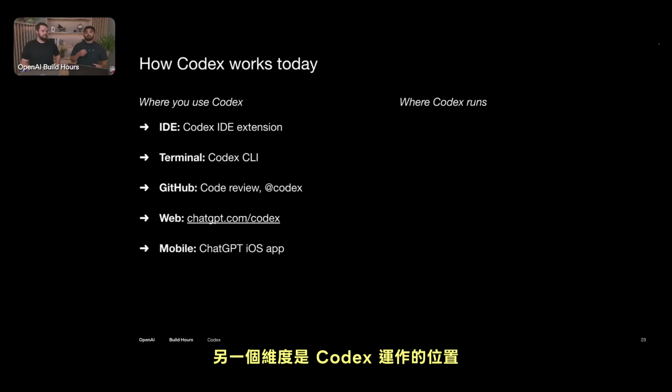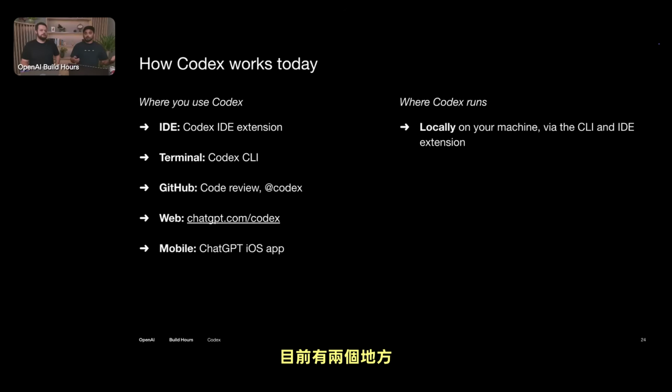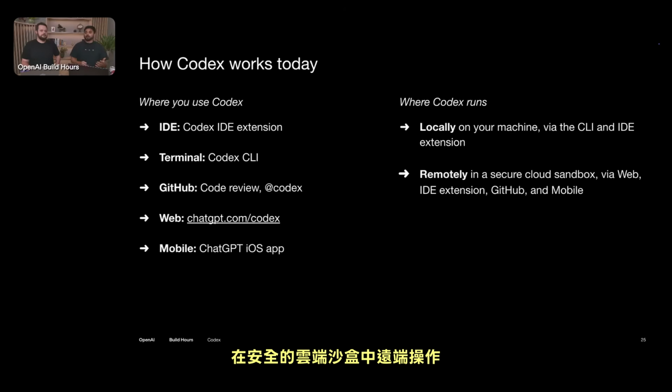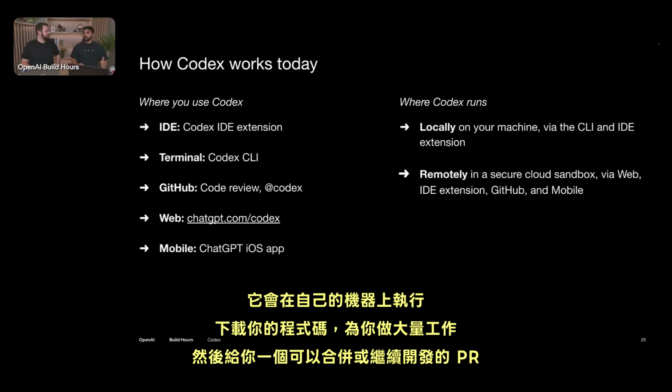And then there's also where Codex runs, where the actual work that Codex does for you happens. Currently it happens in two places. You can work with Codex locally on your machine. This is more like when you're pair programming with Codex, it's executing code, it's modifying the environment on your machine. And then there's remotely in a secure cloud sandbox. This is when it works asynchronously. It runs on its own machine, downloads your code, and does a bunch of work for you to give you a PR that you can either merge or continue working from.